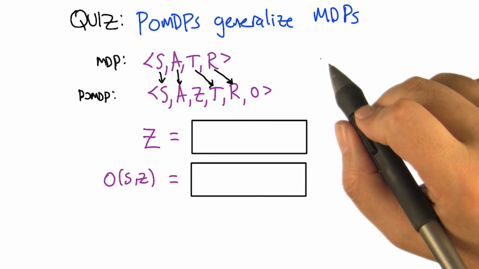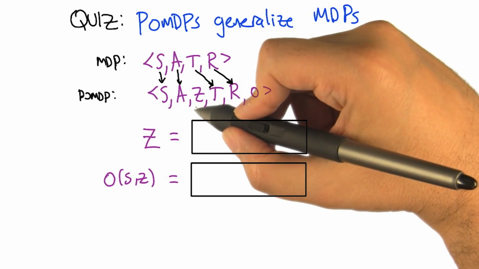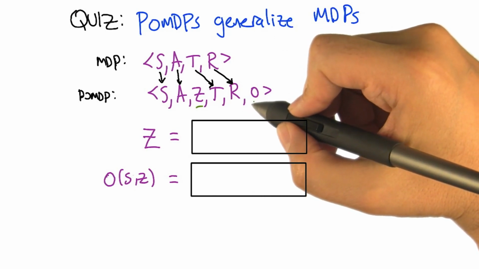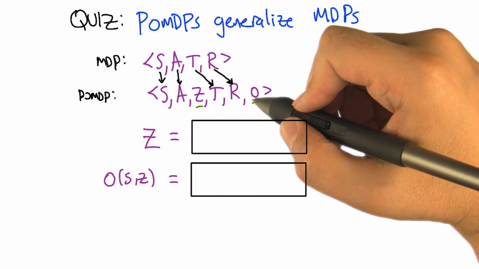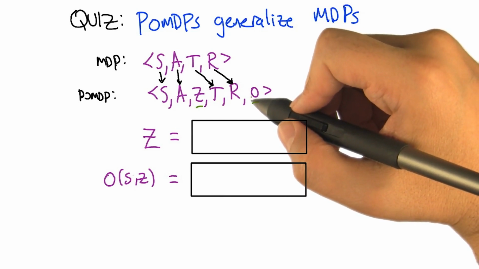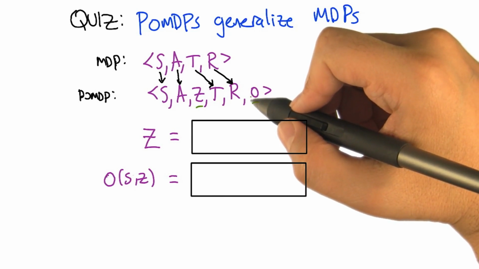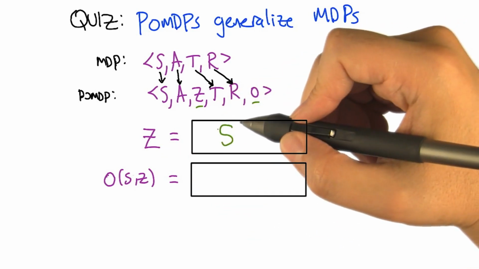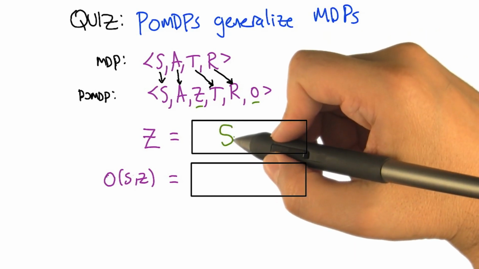So what would the observables be? Well, if there's no uncertainty, no confusion about what the underlying state is, then one way to capture that would be simply to point out that Z is S. There's a one-to-one correspondence from every state to every observable. Okay, yeah, that's what I was looking for.